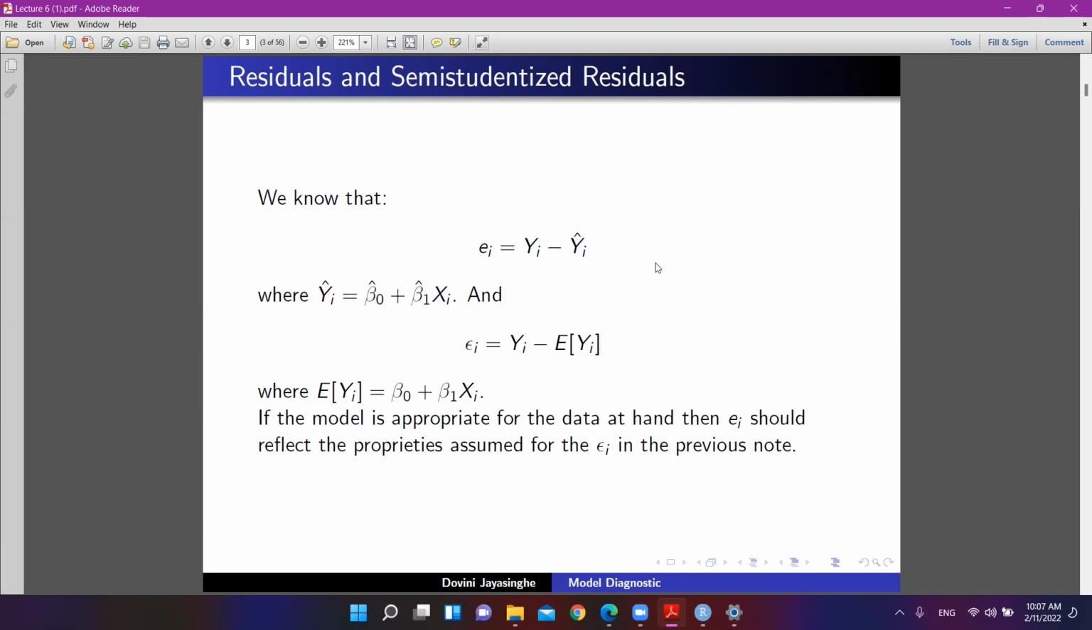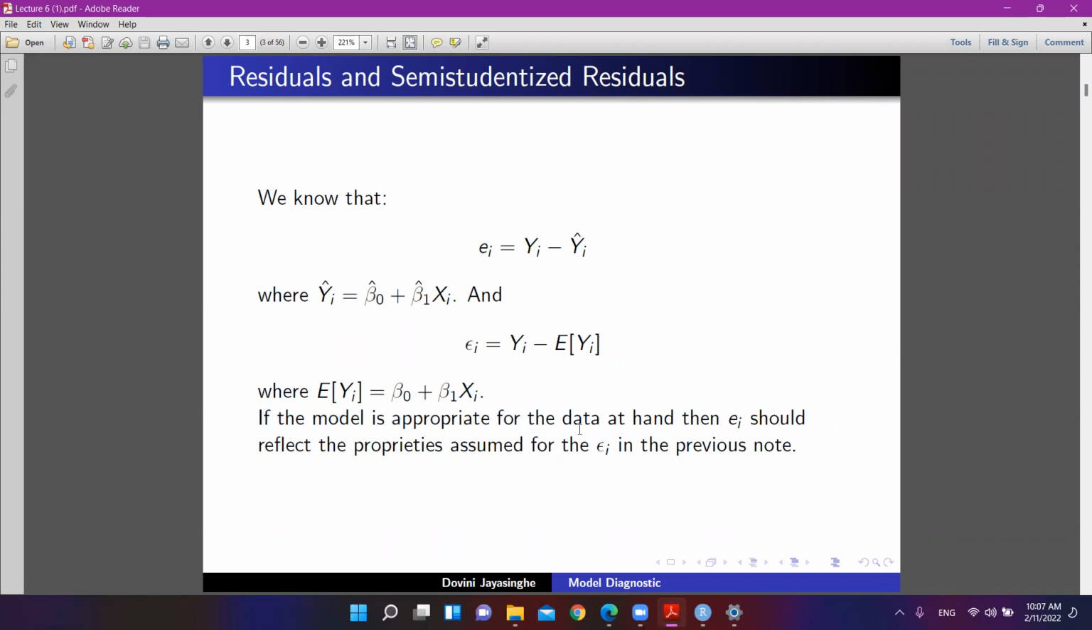Residuals are just the gap between the true value, that means the observation, the response value that we read, and the fitted value. After fitting the model, the gap between those two will give you the error, where the expected value of this is equal to this. You all know this.